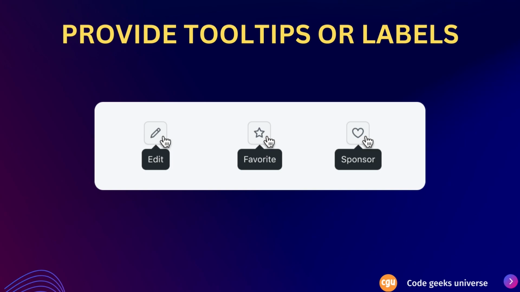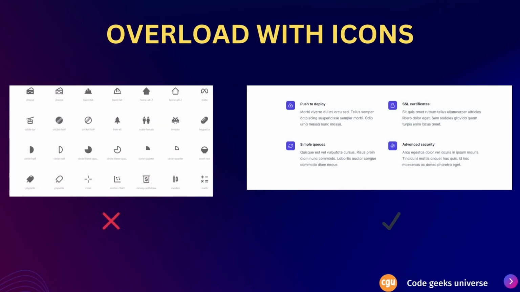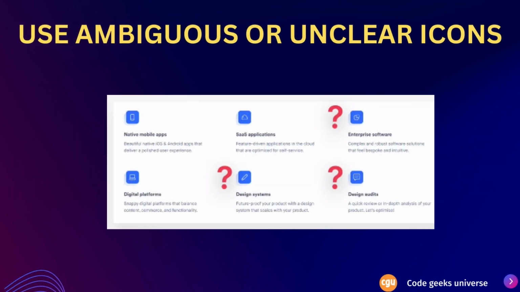Now it's time to cover don'ts. So first we have overload with icons. Avoid cluttering your website with too many icons, as this can overwhelm users and make navigation confusing. And then, use of ambiguous or unclear icons. Icons should have clear meaning that aligns with their intended function. Avoid using ambiguous symbols that may confuse users about their purpose.